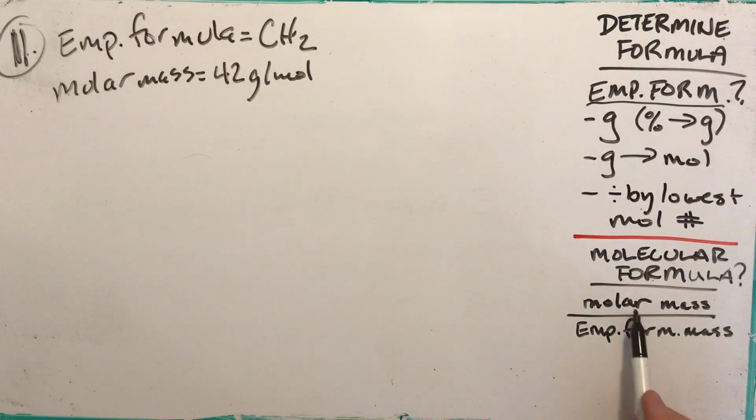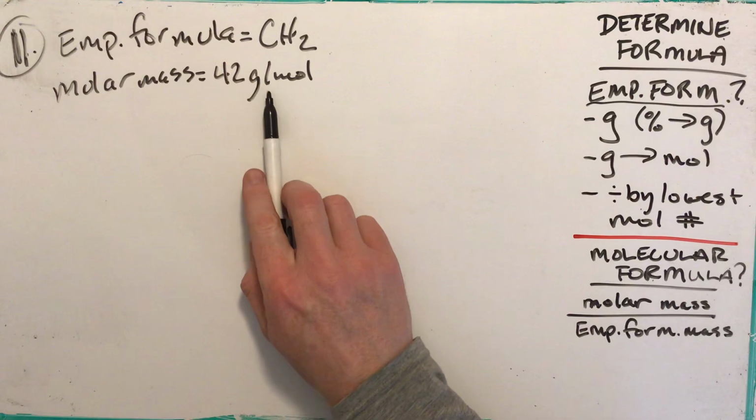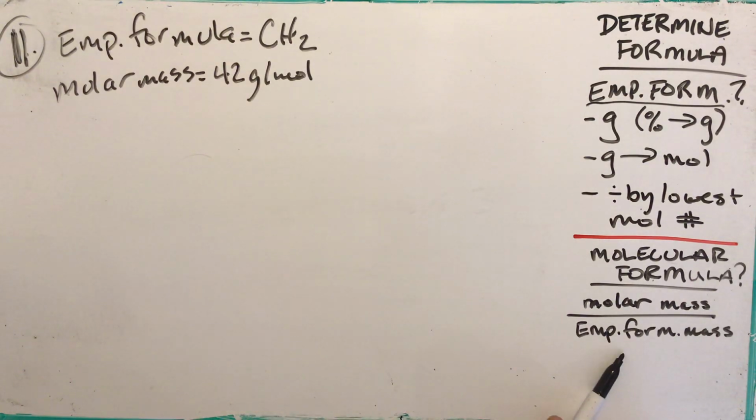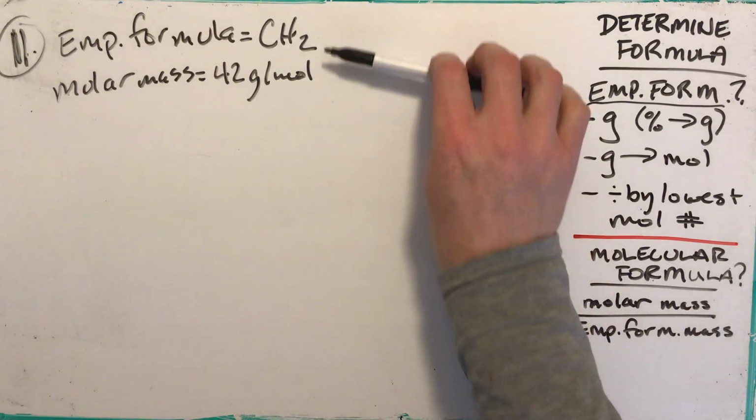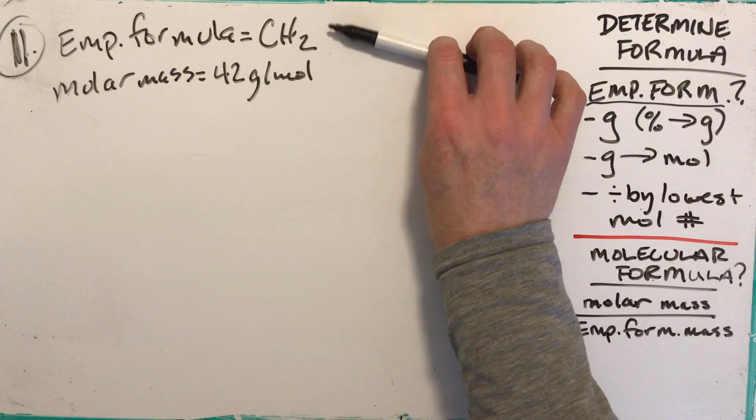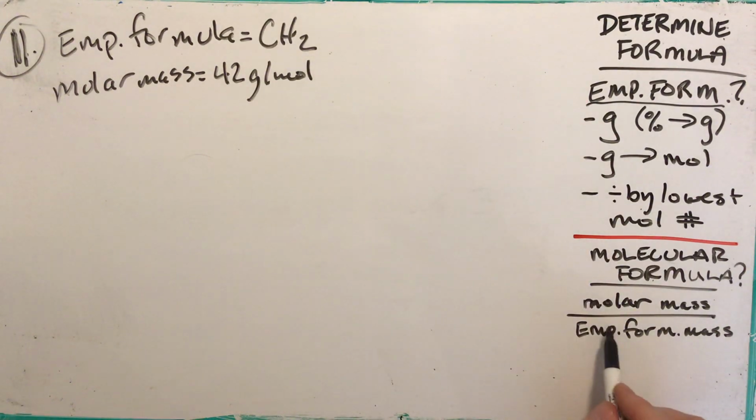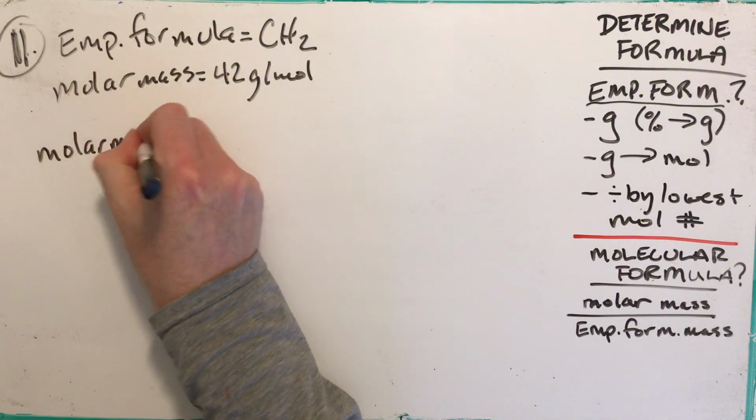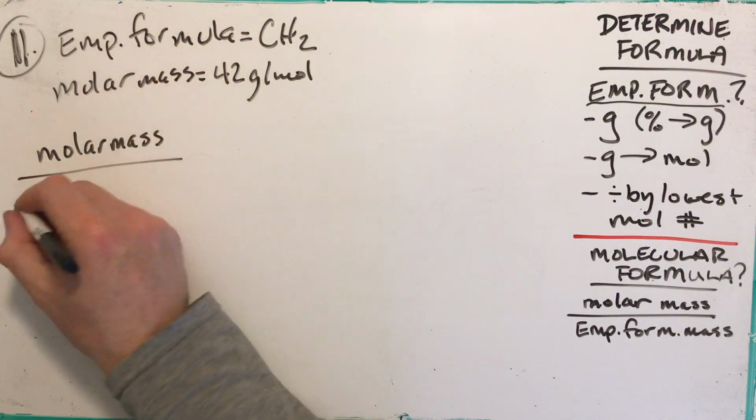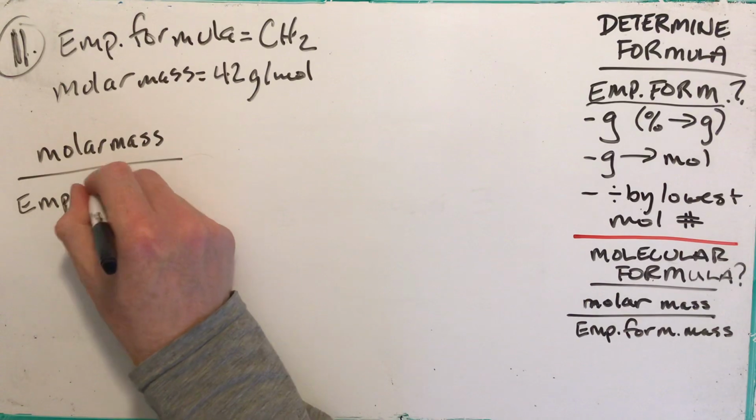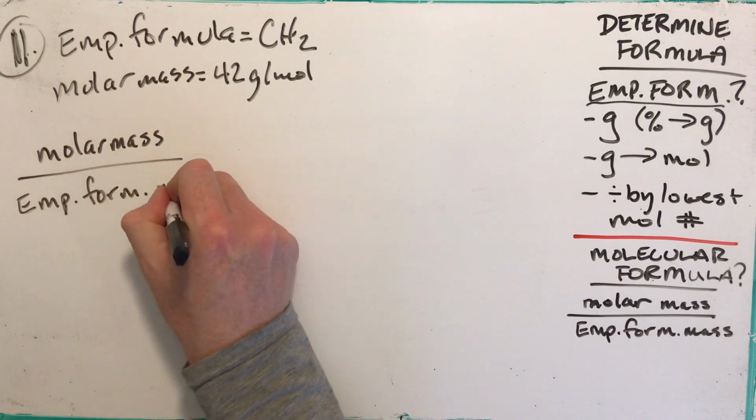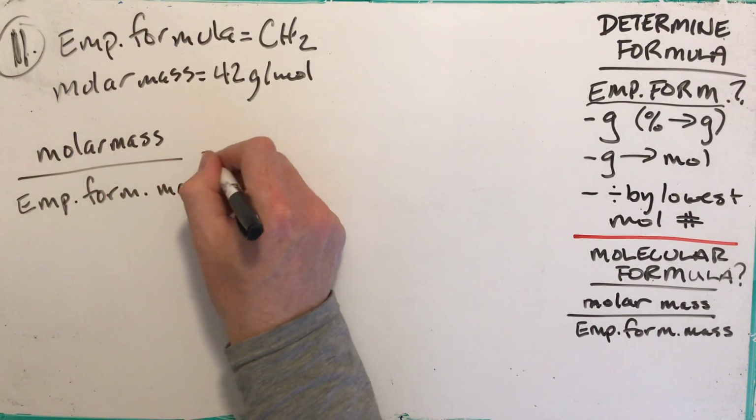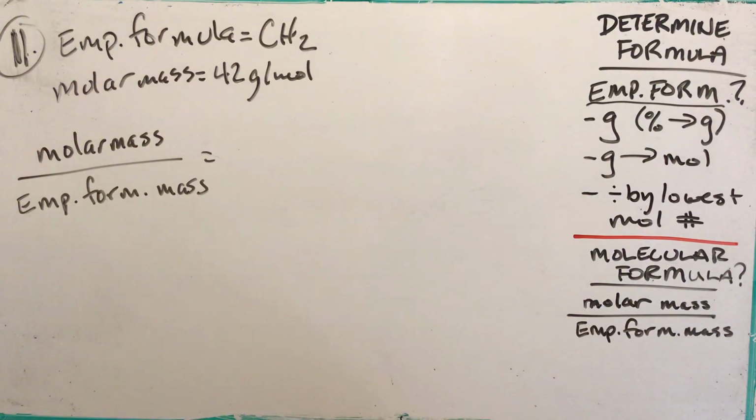It wants to know what this is. So what information do we need? We need a molar mass, that was given in the problem, and we need the empirical formula mass, which I'm going to get from the empirical formula. I'll just take the mass of this. So I'm using this little formula down here. So molar mass divided by the empirical formula mass. I'm shortening it up here. You guys know what that stands for.